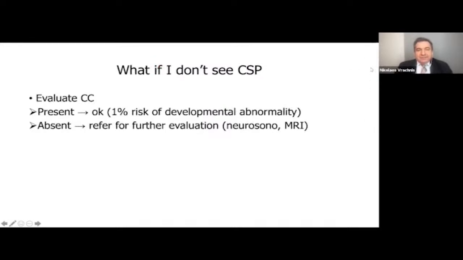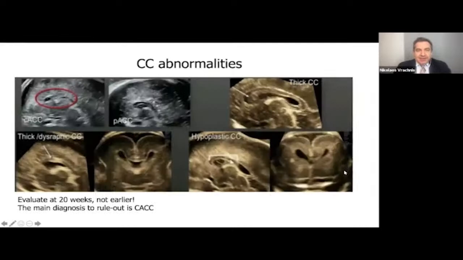So what happens if we don't see the CSP? Then we have to move from transverse to mid-sagittal view and evaluate the corpus callosum. If it is present, then that is okay, because there is a 1% risk or less of developmental abnormality. If it is absent, it depends on our level of expertise, and then we refer for further evaluation to a neurosono expert and MRI.